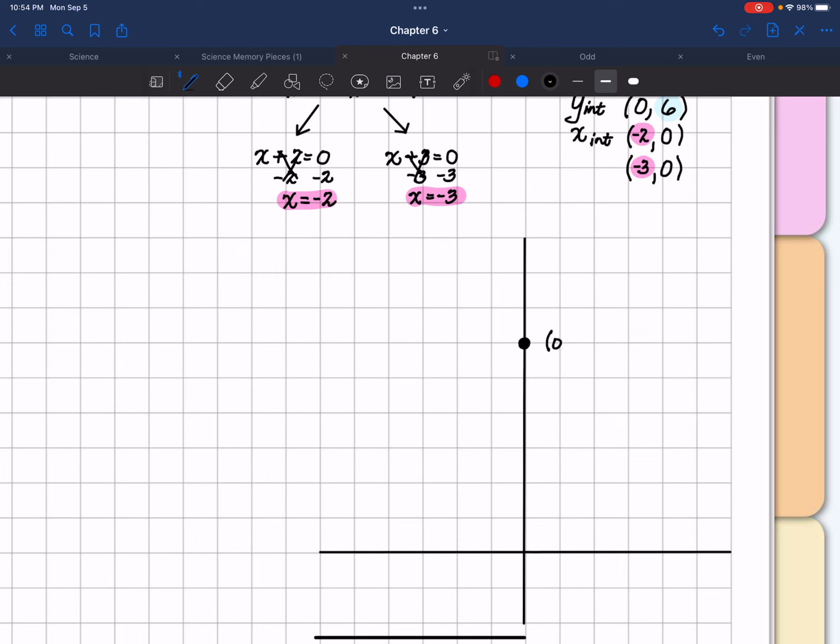But now before we get excited and draw the parabola, we need to put in those x-intercepts as well. So at negative 2, 0, we have an x-intercept. And at negative 3, 0, we have an x-intercept.